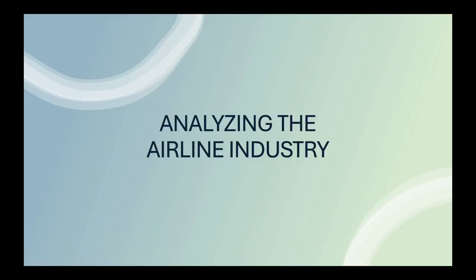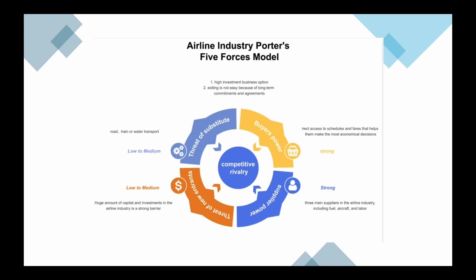هلا analyzing the airline industry using أول إشي 5 forces model. عندكم threats of substitute, buyer power, supplier power و threats of new entrants. هلا airline industry it's a very high investment business option وكمان exiting it is not easy لأنه في عندكم long-term commitment and agreements. For example buyer power تاعكم كتير strong بيكون لأنه schedules and fares that helps them make the most economical decisions. وفي عندكم supplier power is very strong كمان عشان بس في suppliers بالairline industry including fuel, aircraft and labor. فهم إذا علوا الأسعار بيكون صعب للairline industry لأنهم بس في إلالة ما في زي suppliers تانيين.